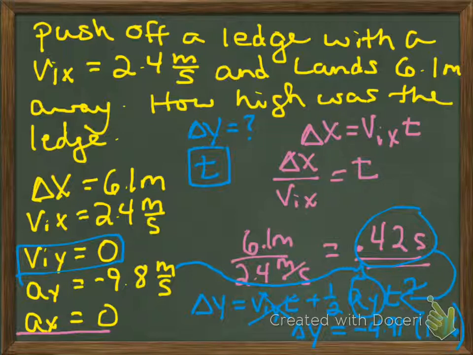So multiply those together, and we have a very small height. Let me try this again. 4.91 times 1.76 is going to give me a delta Y of 8.64 meters.